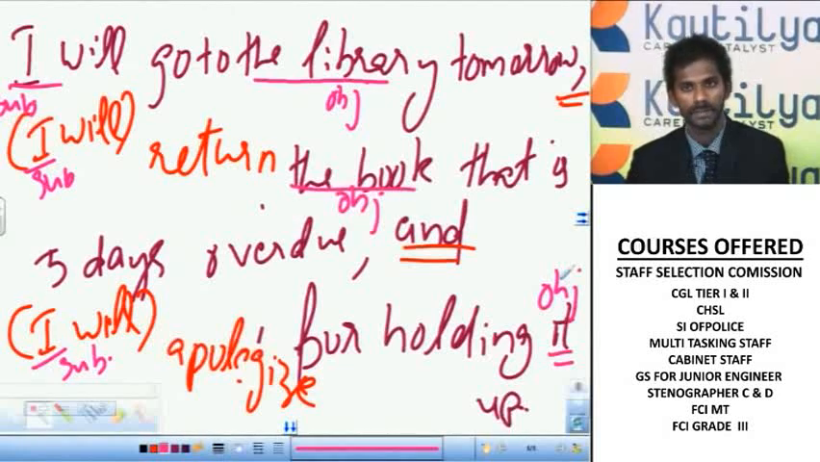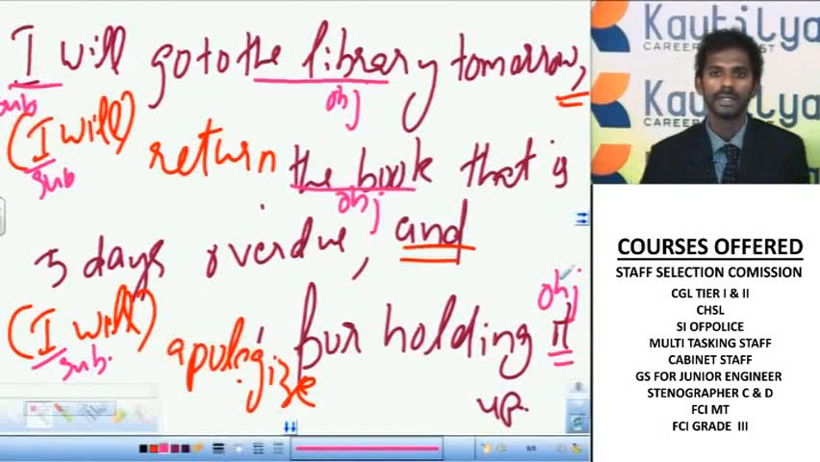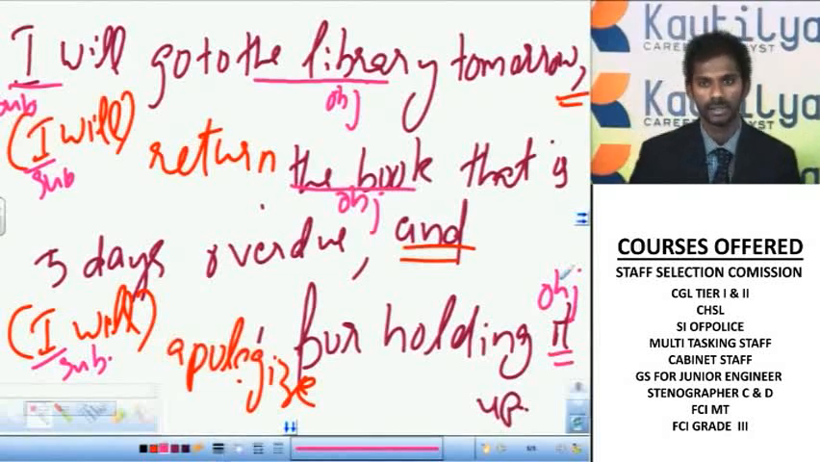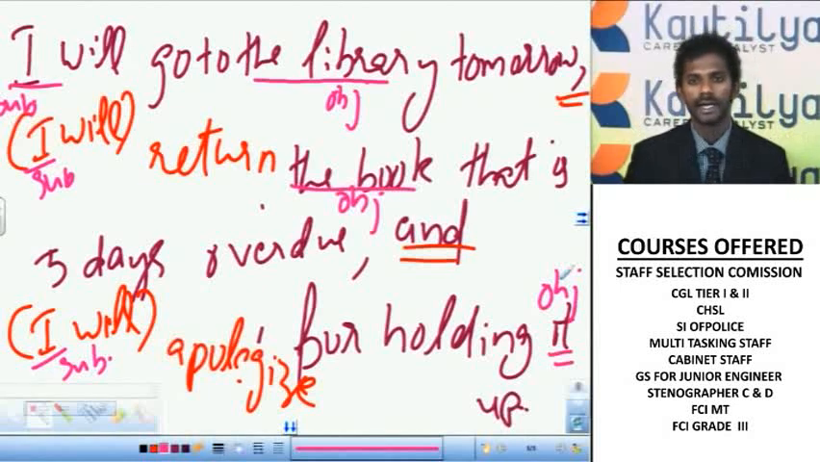consistency is fine. Now we have only one more concept left, that is voice. Clear? I told you if one idea is in the active voice, all the other ideas must also be in the active voice. Similarly, if one idea is in the passive voice, all the other ideas must also be in the passive voice. Clear? Come to the first idea now. I will go to the library tomorrow. Write down the order of this idea.